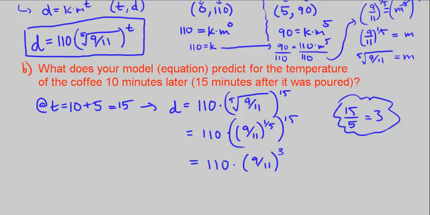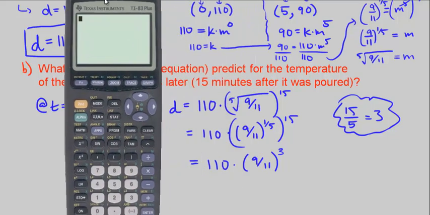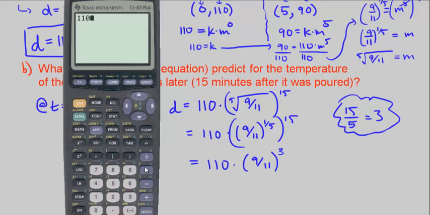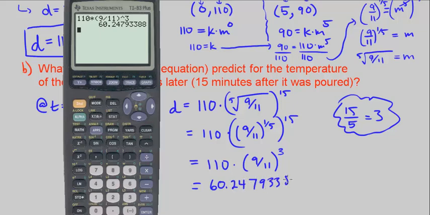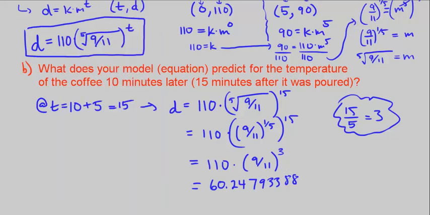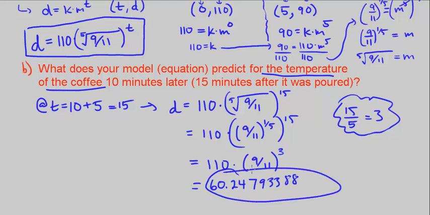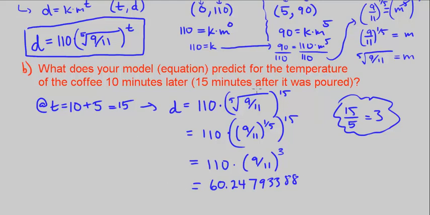We could go ahead and put this in our calculator. So I'm going to bring out my calculator. I'm going to say 110 times 9 divided by 11 to the power of 3. So that gives me 60.24793388, right? So we might go ahead and say, well, this predicts that the temperature of the coffee is 60.2479338 degrees. But no, this is not the temperature of the coffee.